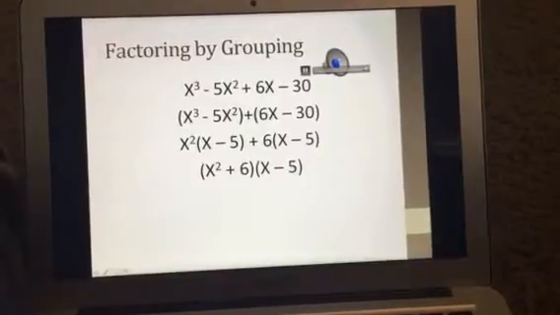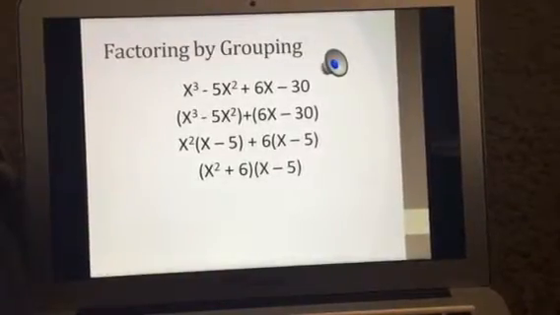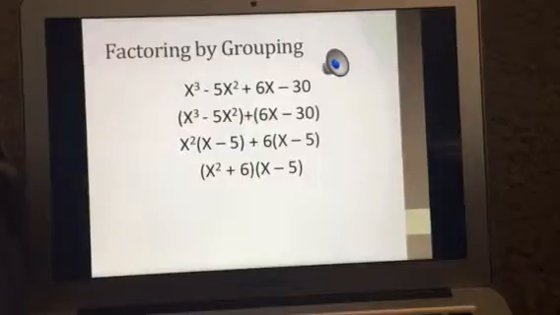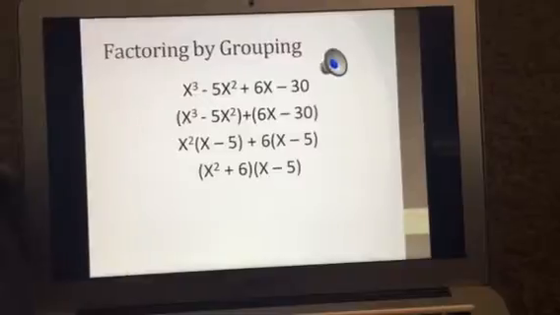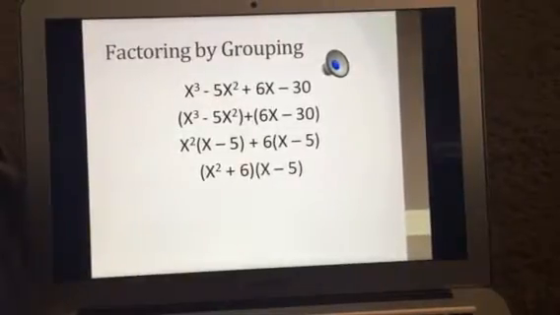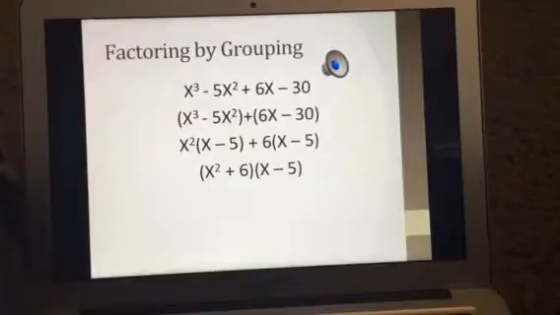Factor by grouping allows you to factor the two terms on the left together and then the two terms on the right together. So x cubed minus 5x squared both have a common factor of x squared. So you get x squared in parentheses x minus 5. And then 6x minus 30 both have a common factor of positive 6. So you get positive 6 in parentheses x minus 5.